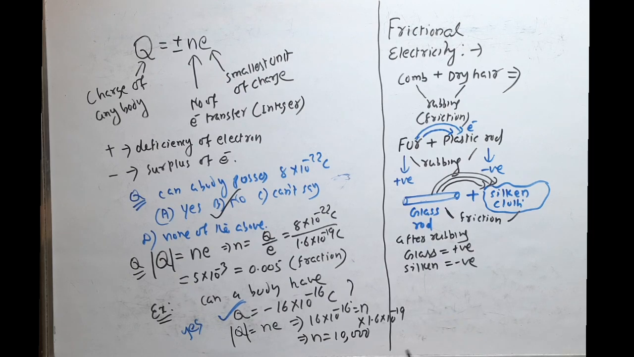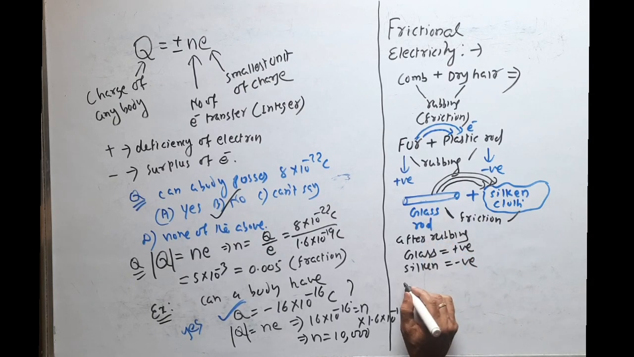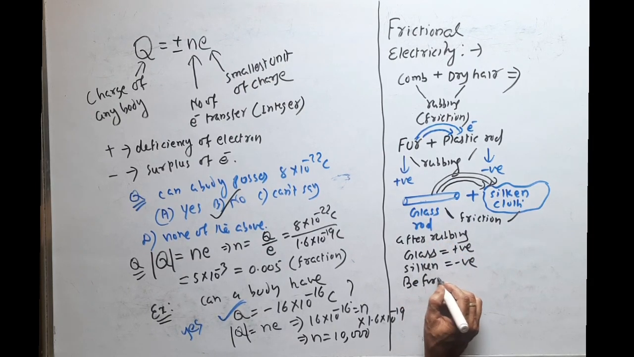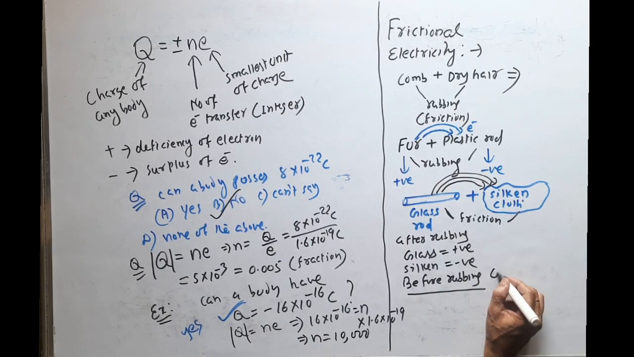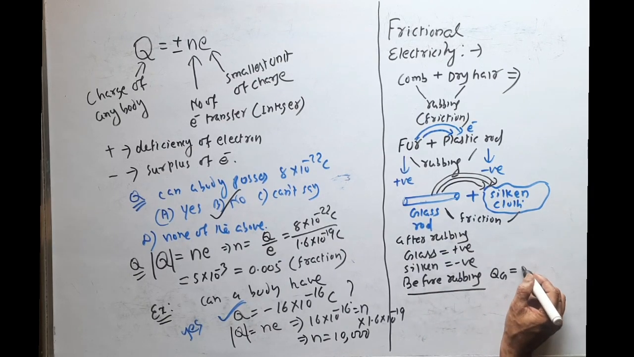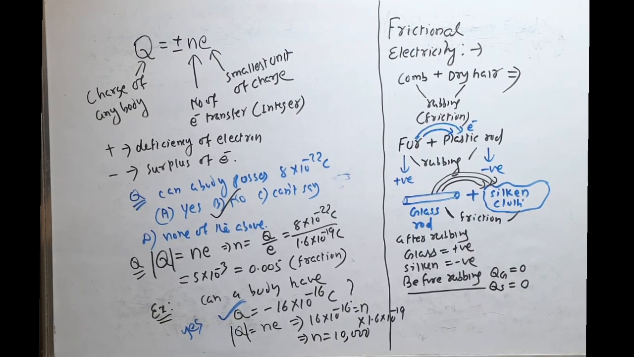Okay. Now you see a very interesting result. Before rubbing, what is the charge of the glass rod? The charge of the glass rod is 0. What is the charge of the silken cloth? It is also 0. Then what is the total charge of the system? The total charge of the system is 0 plus 0, that is 0.